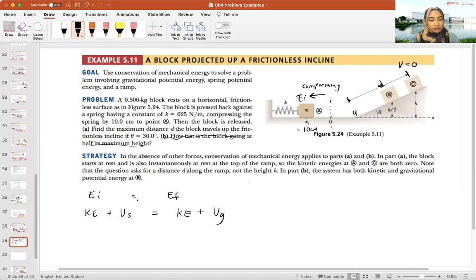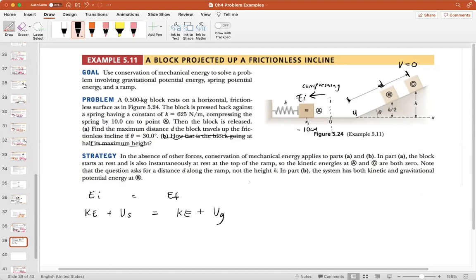Okay, so EI equals to EF, KE equals, I need to focus lah. I'm already distracted. So, what happened? Tak ada apa-apa pun. Macam biasalah budak-budak. Okay, so KE plus US, spring potential.